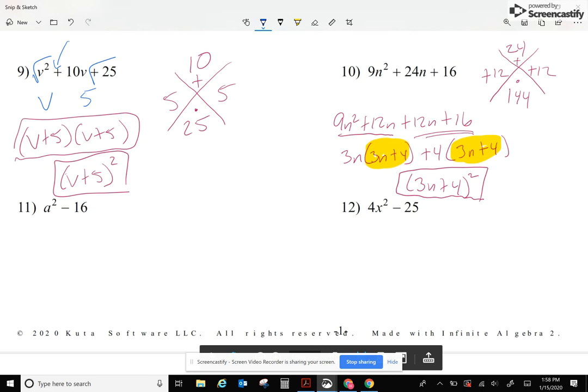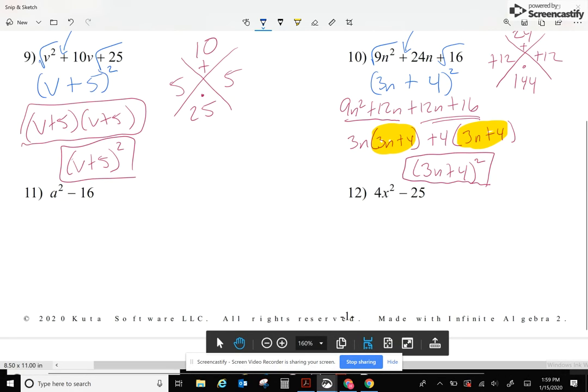I respect this plus sign, so I'm going to put it there. If I had a minus, I would put a minus instead. And I have b plus 5 squared. Looking at number 10, I could have done this the same way. The square root of 9n squared is 3n. The square root of 16 is 4. 4 times 3n is half of 24n. So I have a perfect square. Respect the plus sign. This happens only on perfect squares.